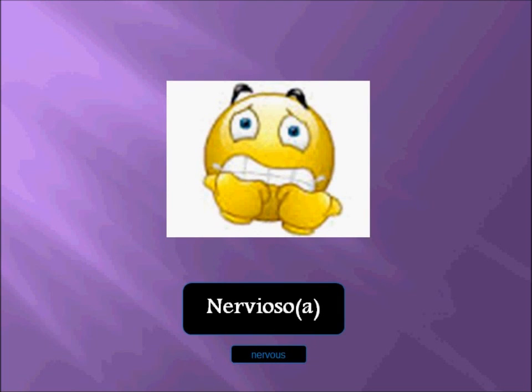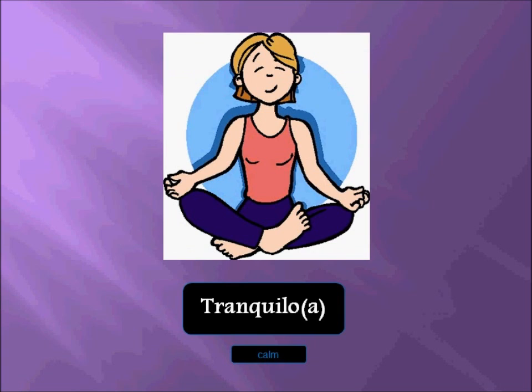We've got nervioso. This is an easy cognate, which is awesome. Repitan, nervioso. Tranquilo. This is kind of a cognate. What does tranquilo sound like? Tranquil. Yeah, tranquil is the same way to say calm. So you can remember it. It means tranquil or calm. And repitan, tranquilo. Very good. Repitan, tranquila. Awesome.